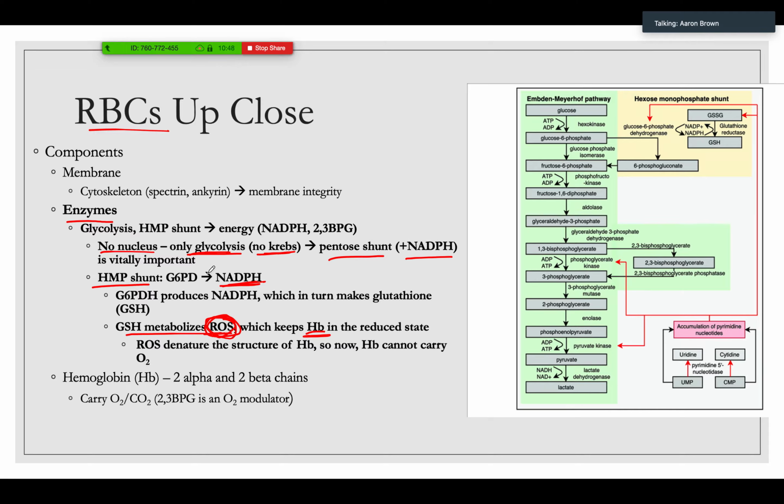Okay? So, when you're talking about G6PD, G6PD is the enzyme that generates NADPH. If you don't have G6PD, you are not going to have healthy hemoglobin. Okay? You need this enzyme to have healthy hemoglobin. Otherwise, ROS is going to come in and destroy it. Okay? If you denature the structure of hemoglobin, hemoglobin cannot carry oxygen. That's a big, big problem. Okay? So that's part 2 of our red blood cells.